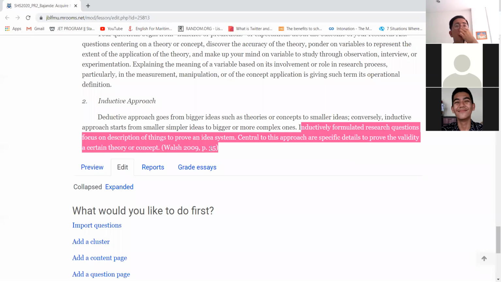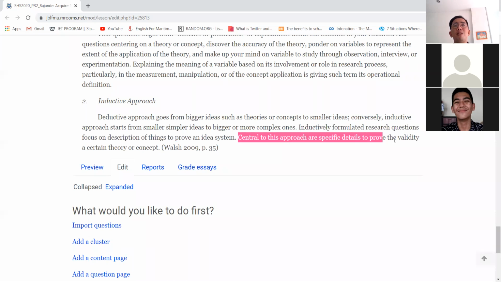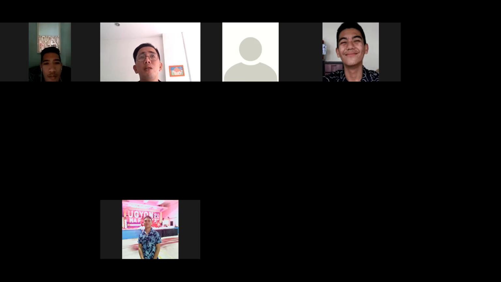Inductively formulated research questions focus on descriptions of things to prove an idea system. Central to this approach are specific details to prove the validity of a certain theory or concept. Okay? So that is the inductive approach.